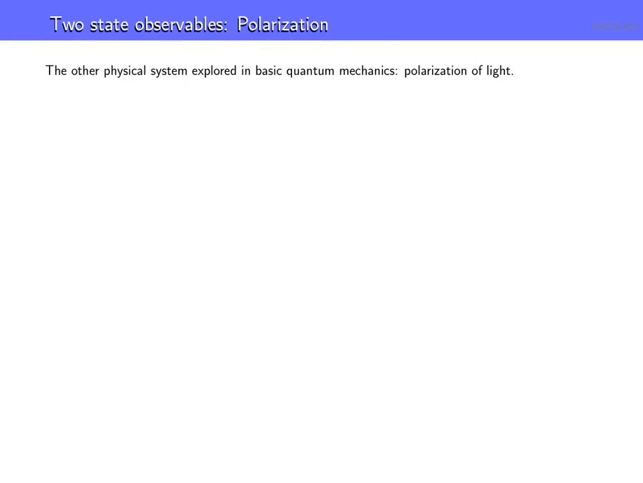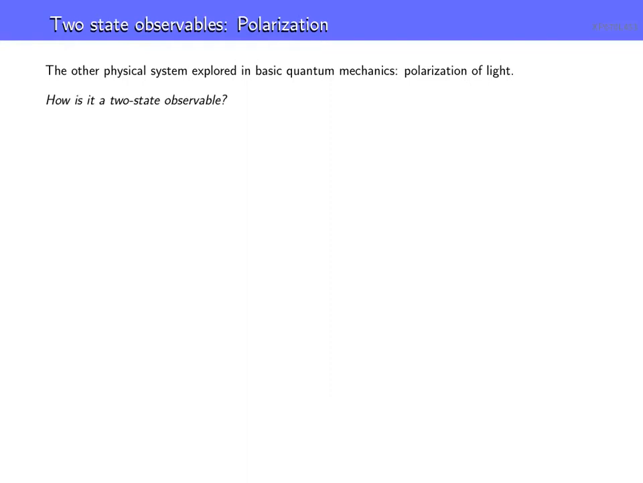In this discussion, we want to look at another physical system that has two-state observables, and that is polarization of light. Now recall, classically, polarized light, which you studied in the optics course, is defined by the direction of the oscillation of the electric field component of the electromagnetic wave. And also recall that the intensity of light is proportional to the magnitude of the electric field squared. So there's definitely a connection there.